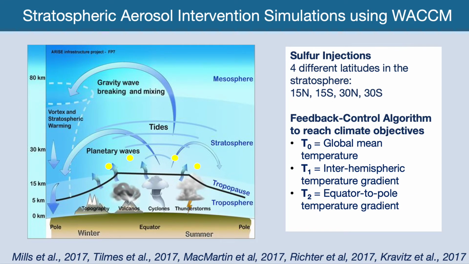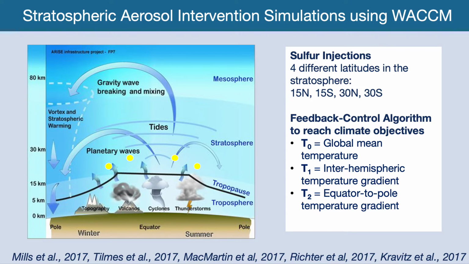Simulations of stratospheric aerosol intervention with WACCM have been performed in recent years. In particular, continuous sulfur injections have been placed at 4 locations in the stratosphere, at 15 north, 15 south, 30 north, and 30 south, at about 20 to 25 kilometers. This has been done in order to adjust the resulting sulfate layer in the stratosphere to reach specific surface temperature goals and objectives.